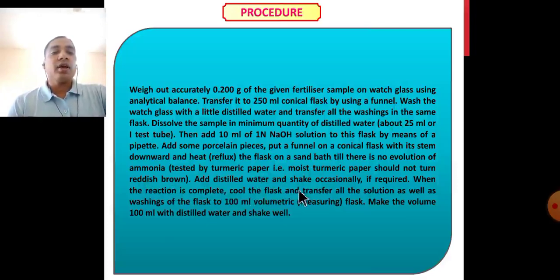After evolution of the ammonia, add distilled water and shake well occasionally if required. When the reaction is complete, cool the flask and transfer all the solution as well as the washings of the flask to a 100 ml volumetric flask, make the volume up to the 100 ml mark with distilled water and shake well. This is the sample preparation of the fertilizer analysis.